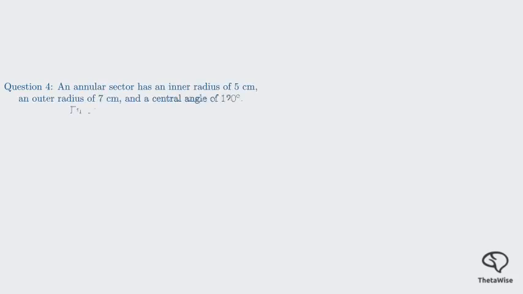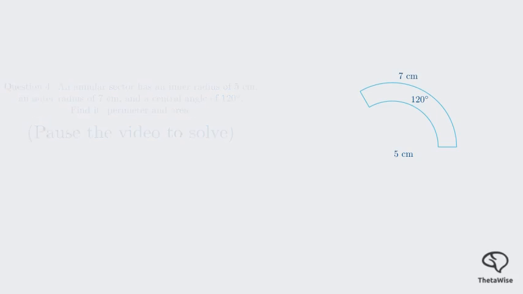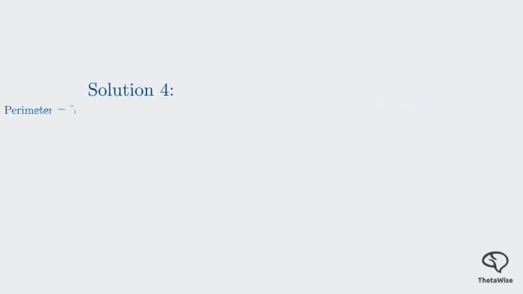Question 4. An annular sector has an inner radius of 5 centimeters, an outer radius of 7 centimeters, and a central angle of 120 degrees. Find its perimeter and area. Here's the solution. First, the perimeter. It consists of the inner arc, the outer arc, and the 2 straight radial sides.